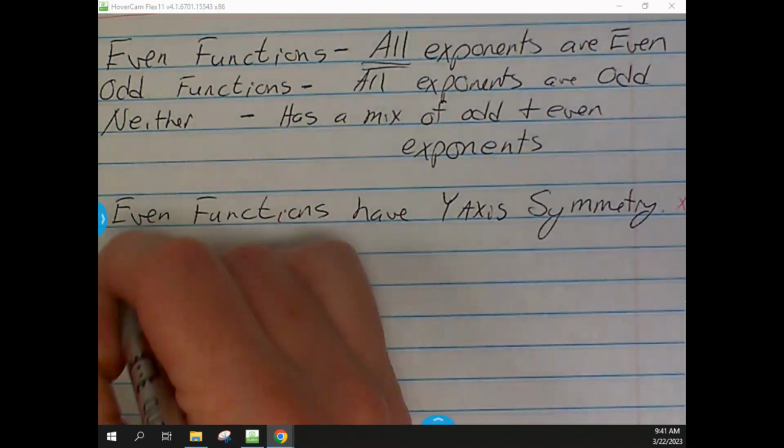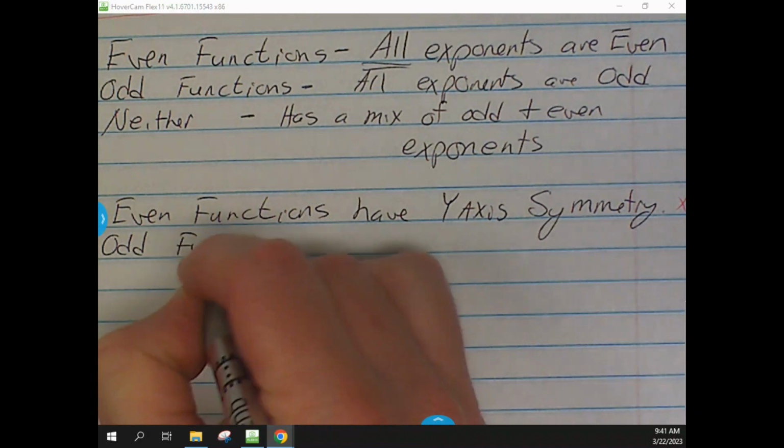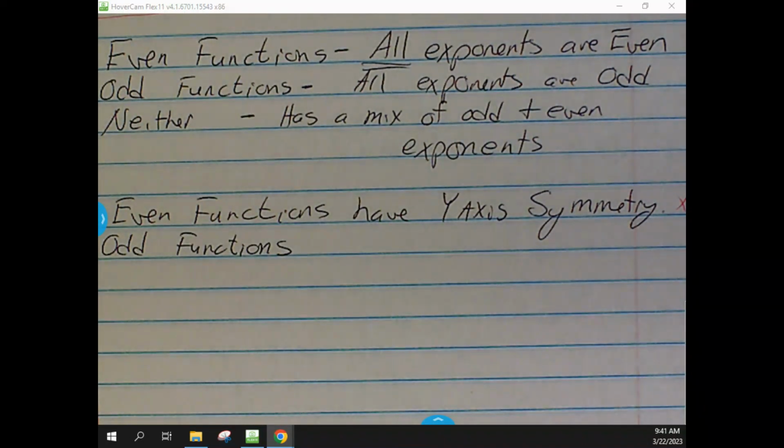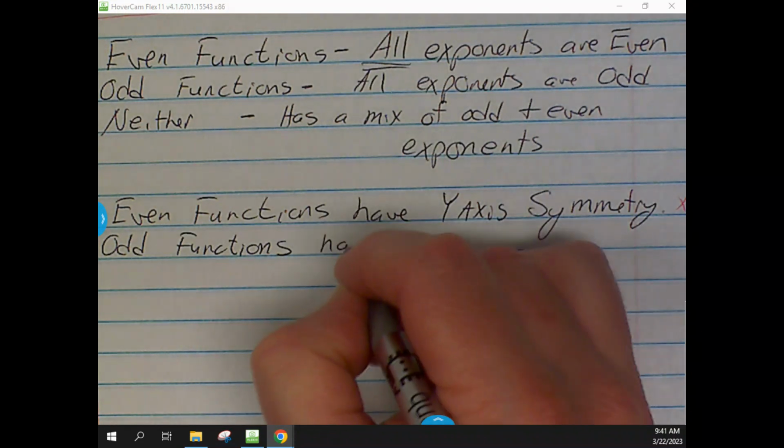If it's odd functions, that's one that's a little bit harder to see. But odd functions have symmetry.